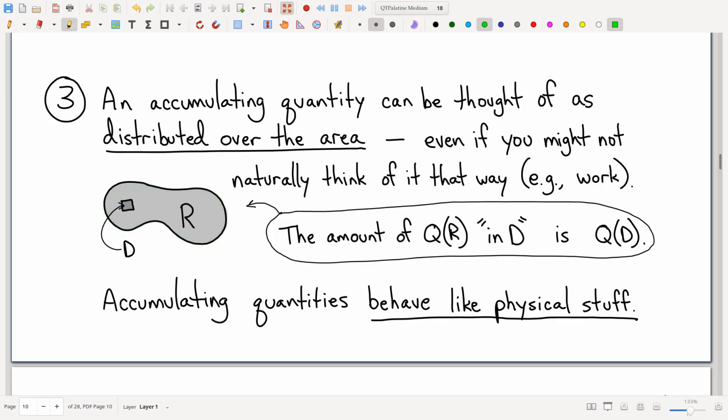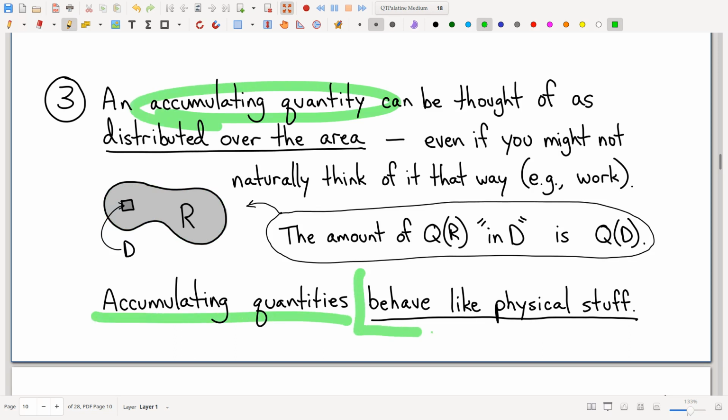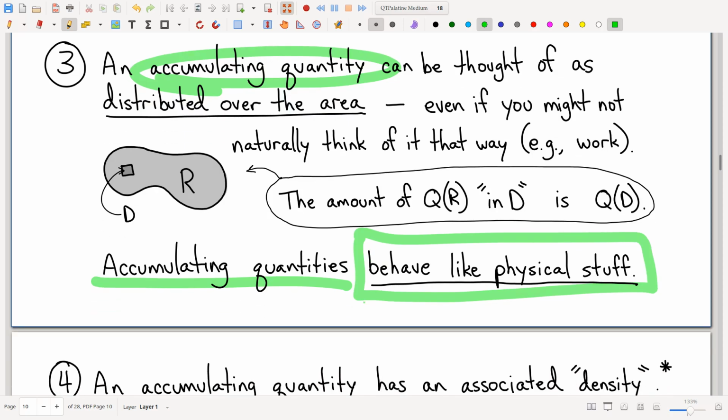So the punchline here is that accumulating quantities may or may not actually be physical stuff, but they behave as if they are physical stuff that literally is in those regions.